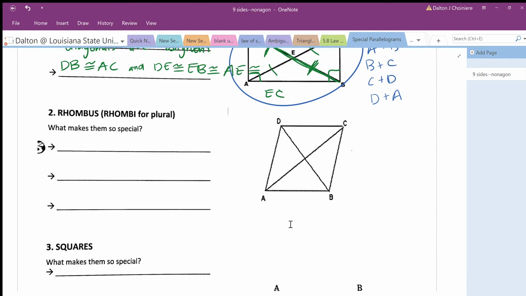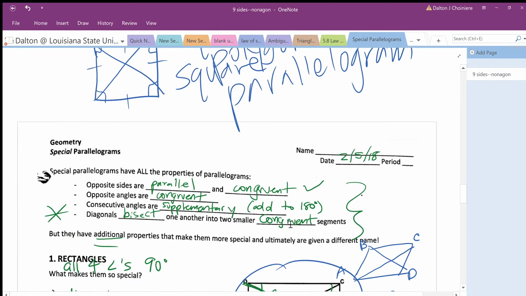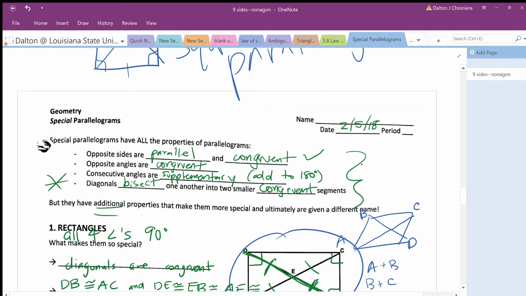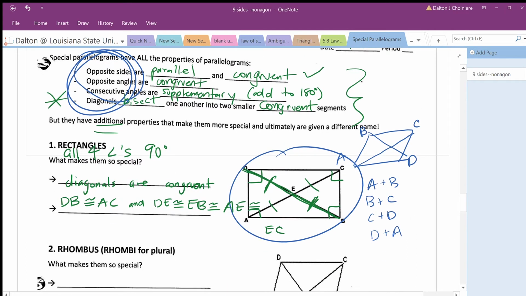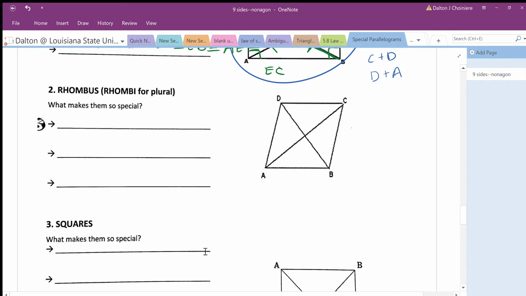Yeah, well, and look, it's got all these 4. A rhombus has all 4 of these because it is still also a parallelogram, so we're not going to repeat any of these 4. In addition to those 4, opposite sides parallel, opposite angles congruent, consecutive angles supplementary, diagonals bisect, there are going to be 3 different ones. I'll give you a hint. One of them has to do with the 4 sides.